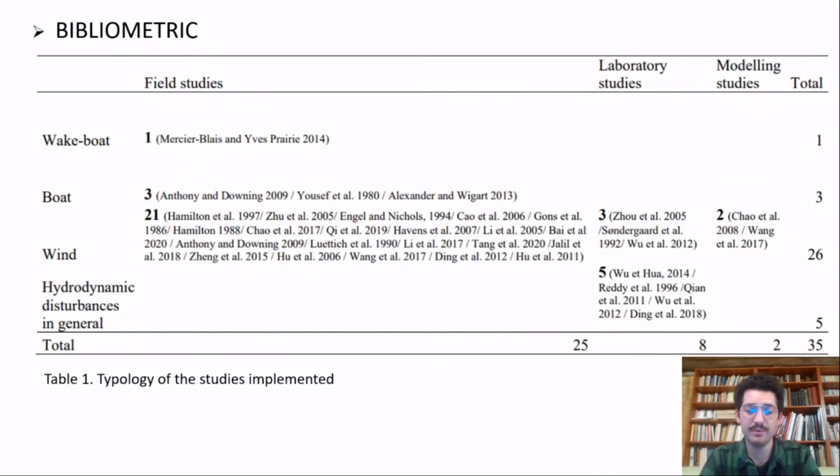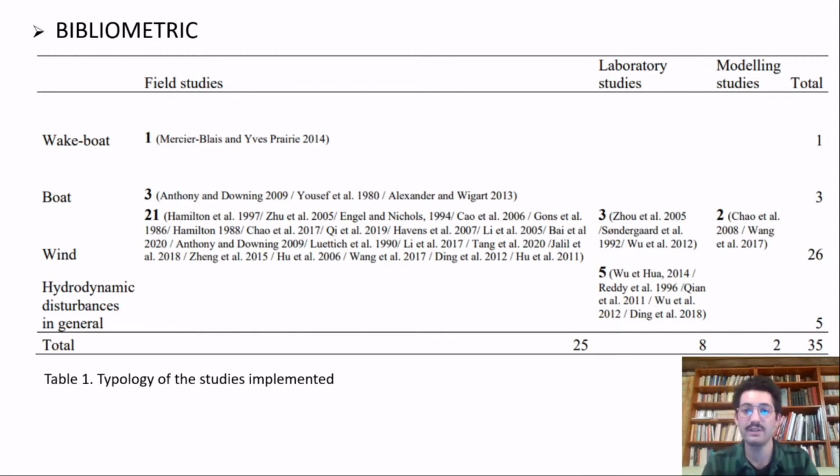This figure represents the typology of the studies that we implemented in the metadatabase. We can see that most of these studies are field studies, with 25 studies. 8 studies are laboratory studies, and 2 studies are modeling studies. A large majority of these studies focused on wind-induced hydrodynamic disturbance, with more than 26 studies, compared to only 5 that focused on hydrodynamic disturbance in general, and only 3 on boats, and 1 more specifically on boat.